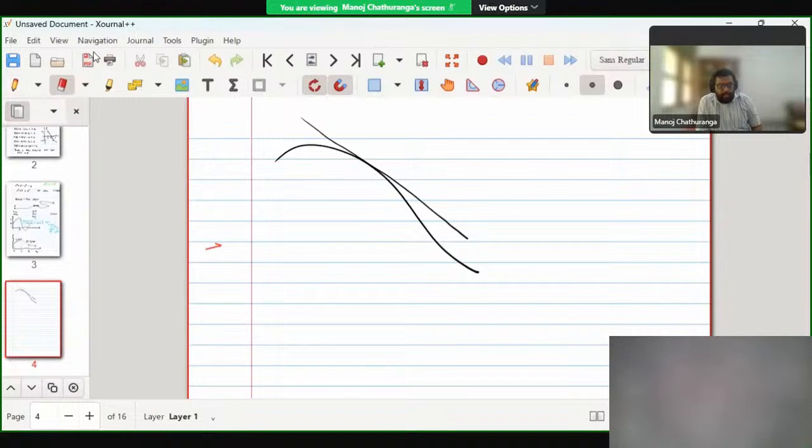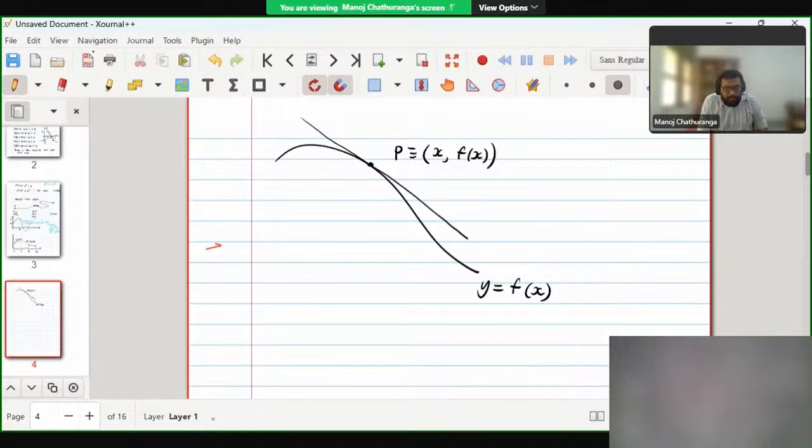So let's say you have a graph of a function f of x, and you want to know about the tangent line at a point P. Let's say at P, the x coordinate is x, and the y coordinate is f of x. So we want to know about the tangent line at this point. We know a point on the line, and we know it is tangent to the curve.